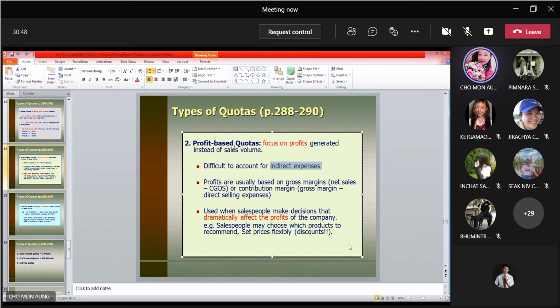calculate, okay? Usually when we calculate the profit, we base on the total sales revenue, we deduct cost of goods sold, then we get gross margin.